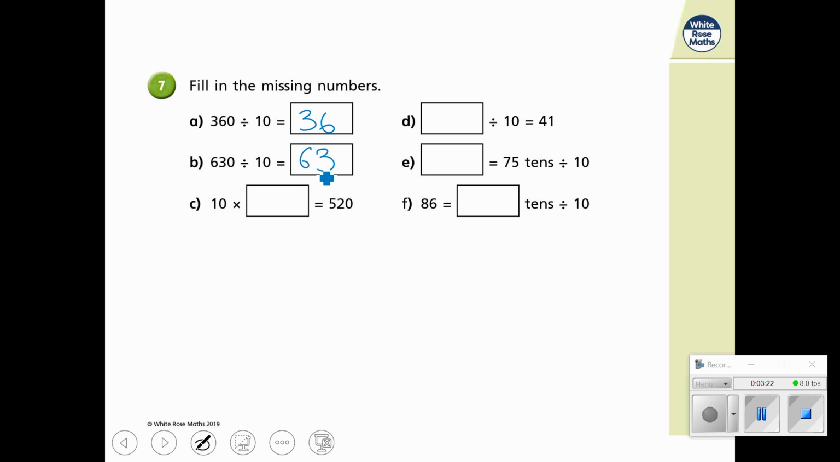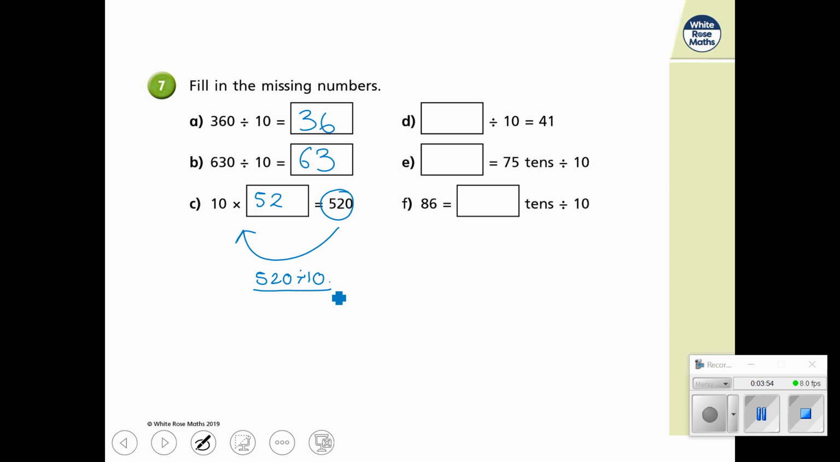Now 10 times what is 520? What did I times by 10 by here to get 520? That's right, the answer must be 52. We're doing the inverse. If 10 times something is 520, we have to go backwards to find out what the original number was. So we'll be doing 520 divided by 10. That's our inverse. Okay, next question.